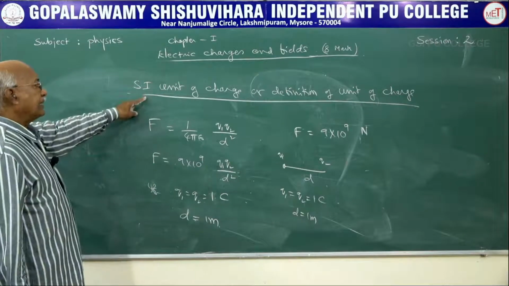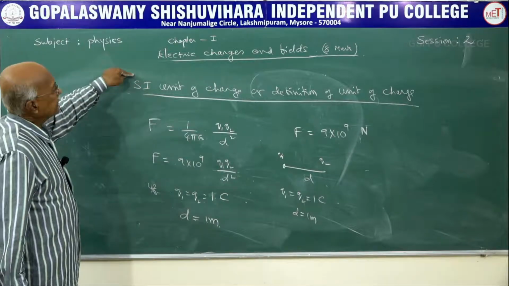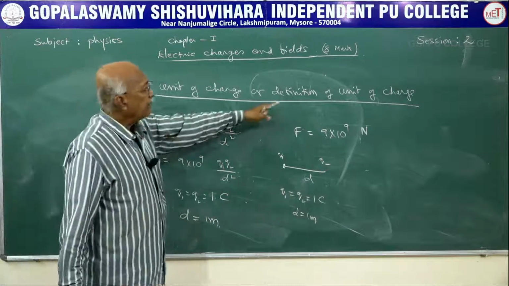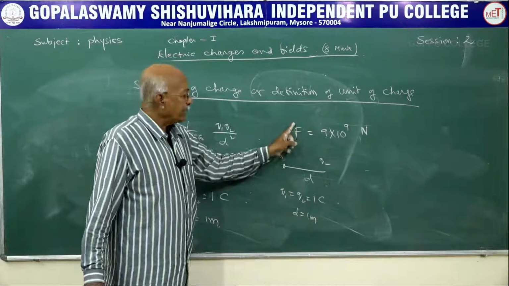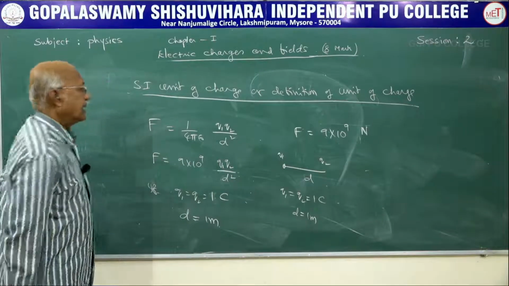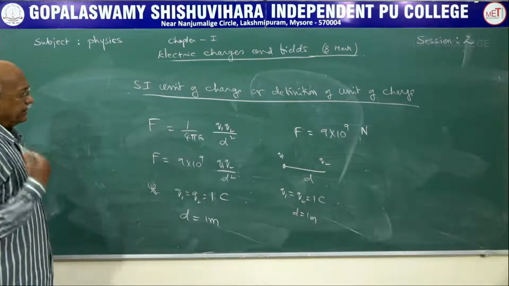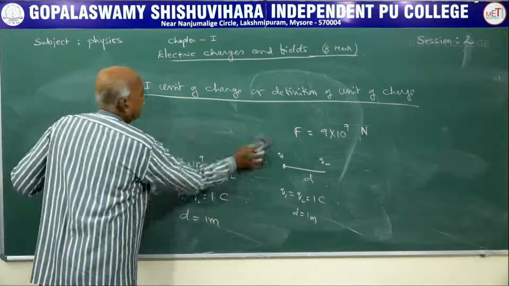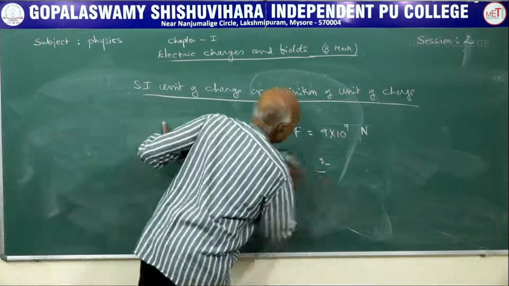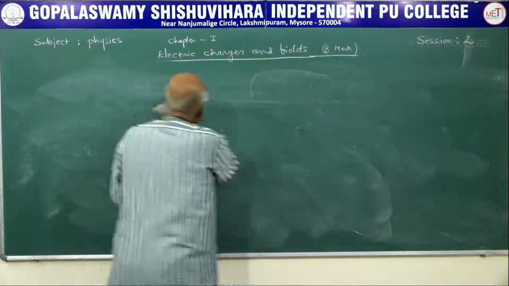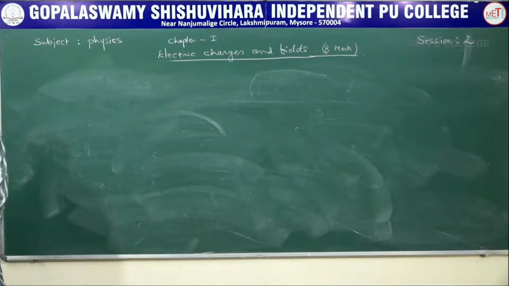The SI unit, if you are asked, is simply that. If you are asked what is the SI unit of charge, you will write coulomb. If asked to define coulomb or define unit of charge, then you will make a statement like this: it is that charge which when placed from a similar charge at a distance of 1 meter kept in air or vacuum experiences a force of 9 into 10 to the power of 9 Newton. So this is the definition of unit of charge.